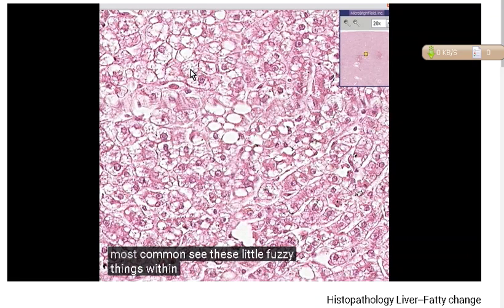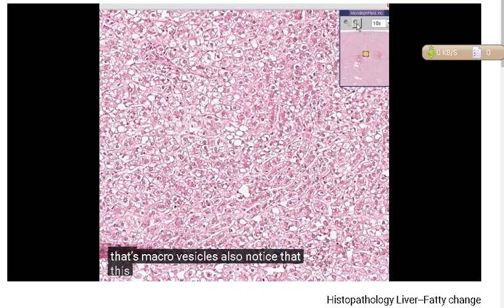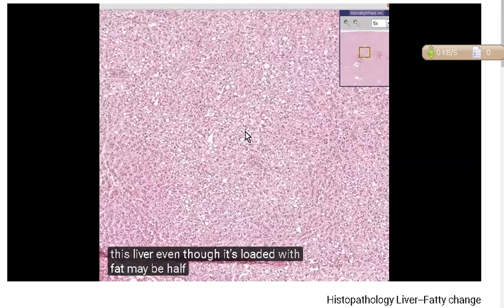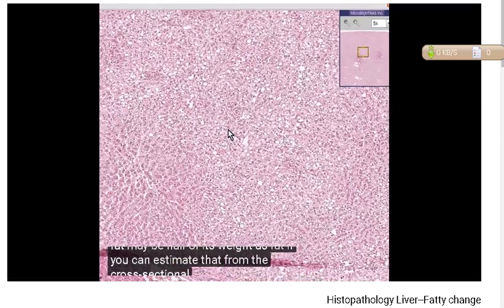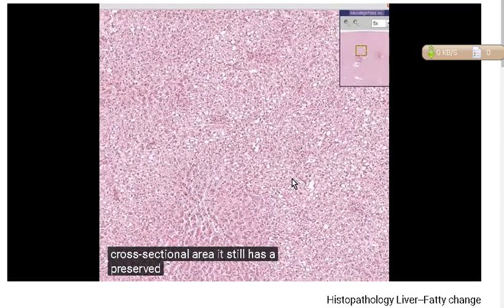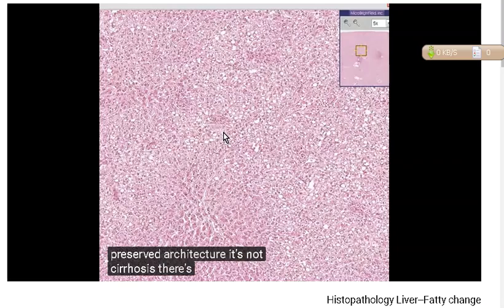See these little fuzzy things within the hepatocytes? Those are microvesicles. You see these larger things out here which are bigger than cells? That's macrovesicles. Also notice that this liver, even though it's loaded with fat, maybe half of its weight is fat, if you can estimate that from the cross-sectional area, it still has a preserved architecture. It's not cirrhosis. There's no increased fibrosis.